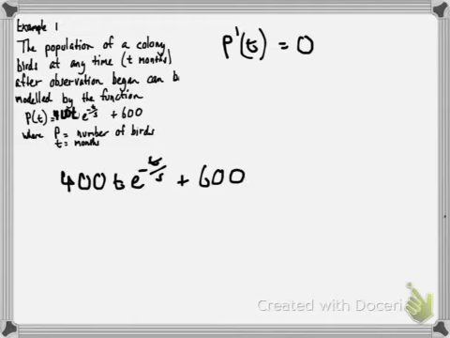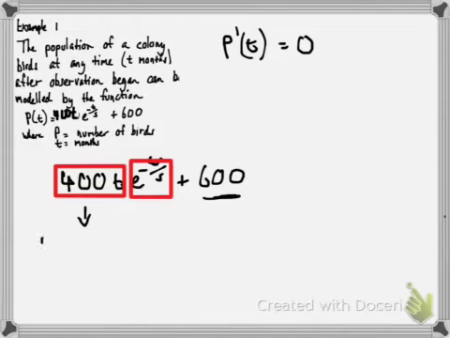Let's have a stab at doing this without the calculator. Now, of course, the derivative of the 600 is going to be 0, so we don't have to worry about that. But here, you'll notice we've got a product. We've got 400t multiplied by e to the power of neg t on 5. So our strategy for finding the derivative when we've got a product is the product rule. So we're going to use u equals 400t and v equals e to the power of neg t on 5.